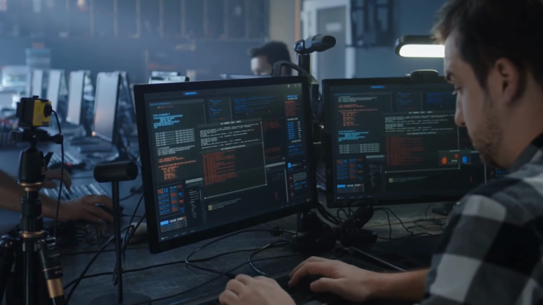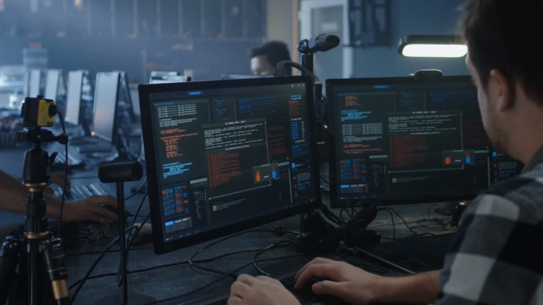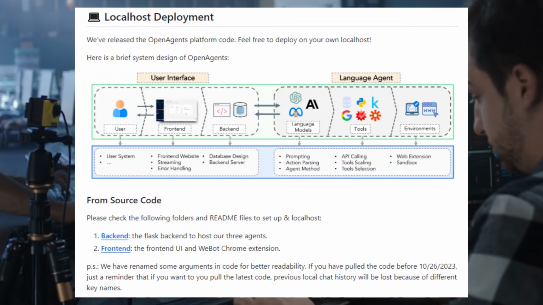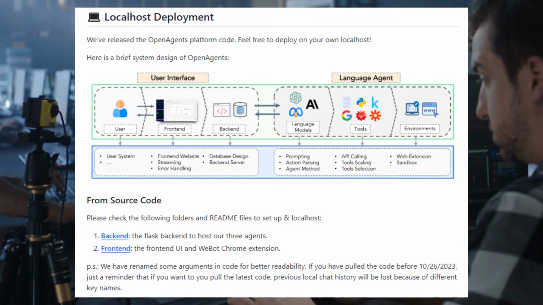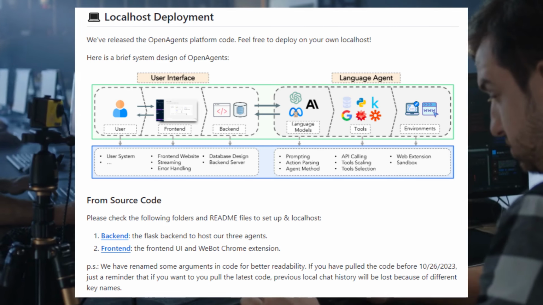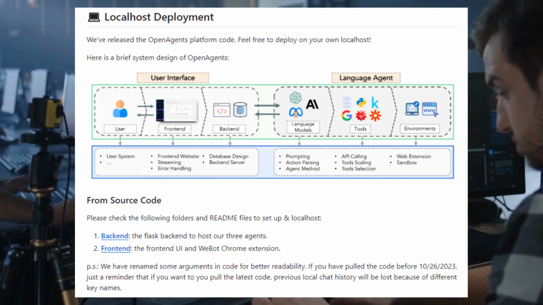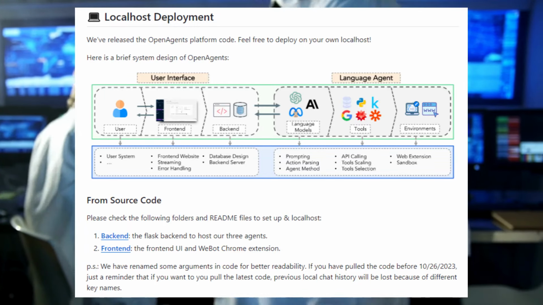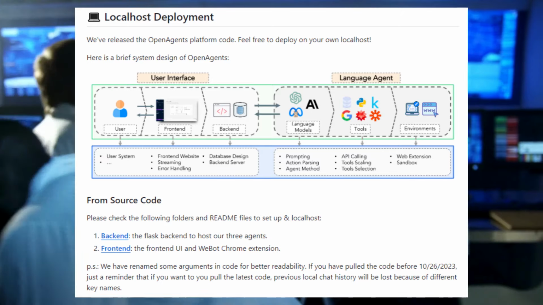Now, what about those who are more technically inclined? If you're a developer or a programmer, OpenAgents invites you to dive deeper. The platform's code is completely open source, meaning you can download, modify, and deploy it locally. Whether you use the original source code or Docker, setting up is a breeze. Check out the localhost deployment tab on the project's GitHub page for detailed instructions.